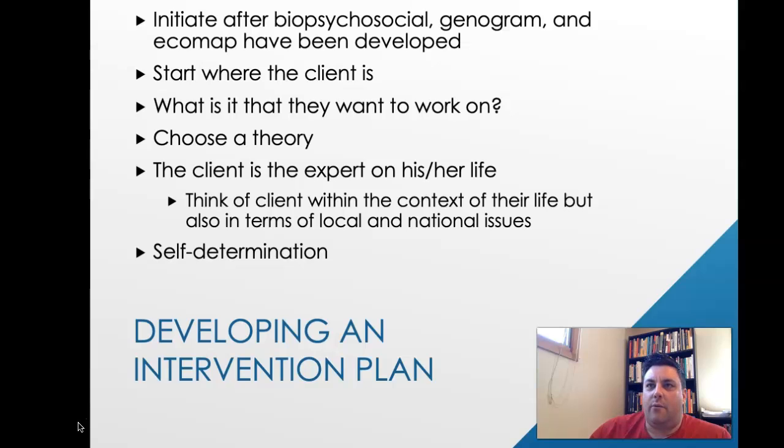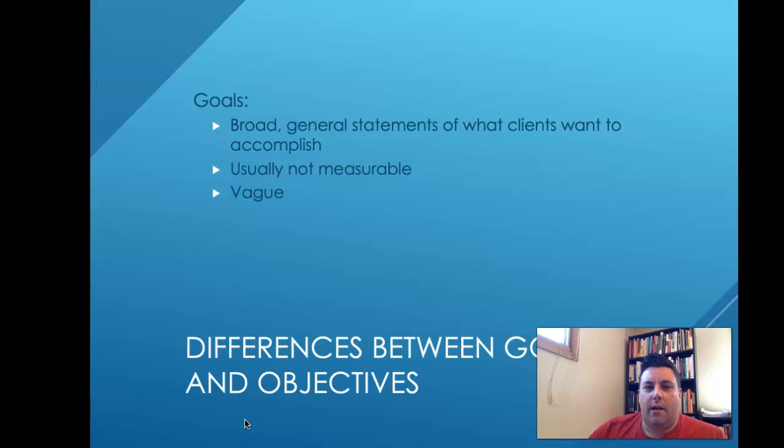We're there to help provide input on direction when we're asked to. But clients have an awful lot of self-determination, and they have a lot of power over what they want to do about what they want to work on and how they want to work on it. So the first step in an intervention is to specify some goals.